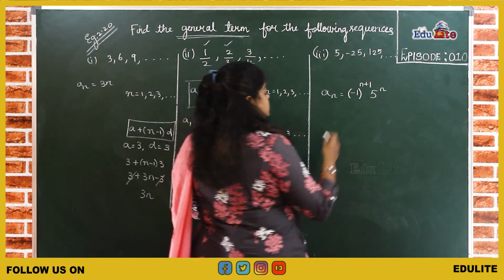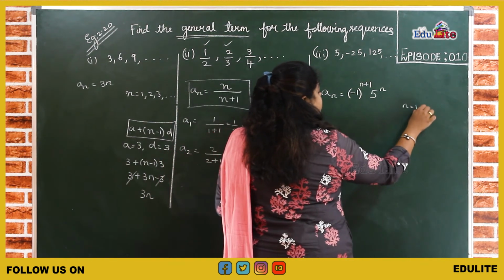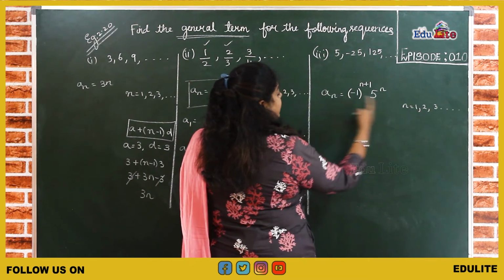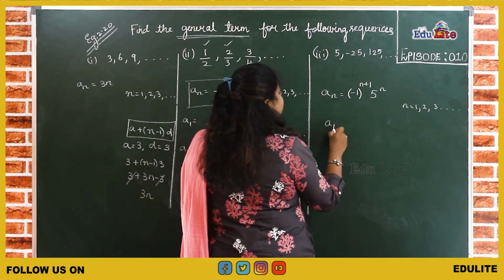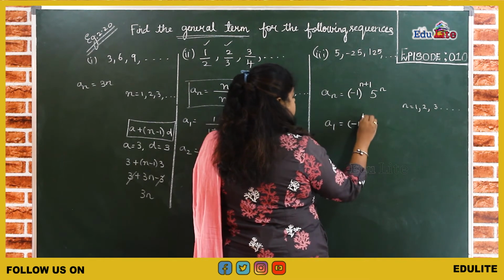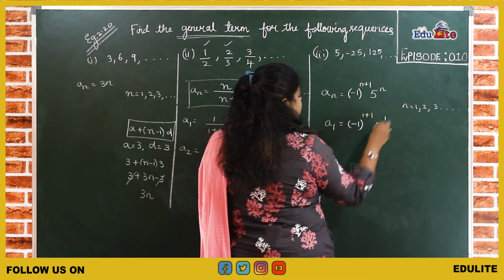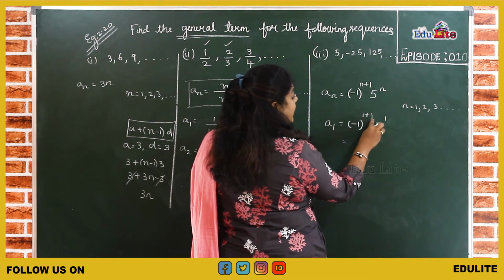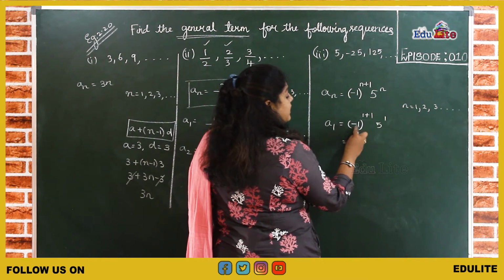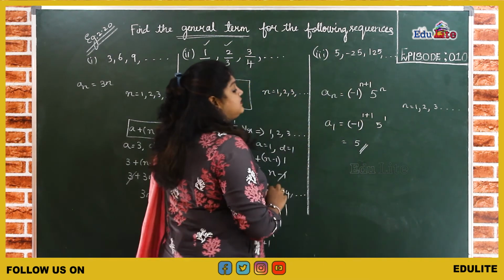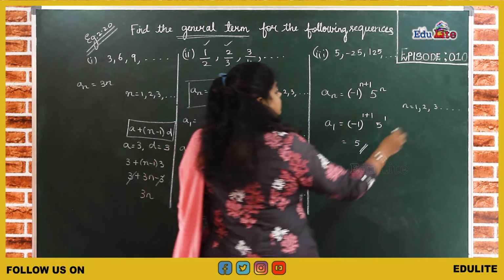Why am I saying so? The value of n obviously varies 1, 2, 3 and goes on. See, if I take the value of n as 1 and apply in this, it will give me a1 equals minus 1 power 1 plus 1, times 5 power 1. So minus 1, here it is squared. So minus 1 into minus 1 will give me plus 1, into 5, that is 5. So that is the first term.